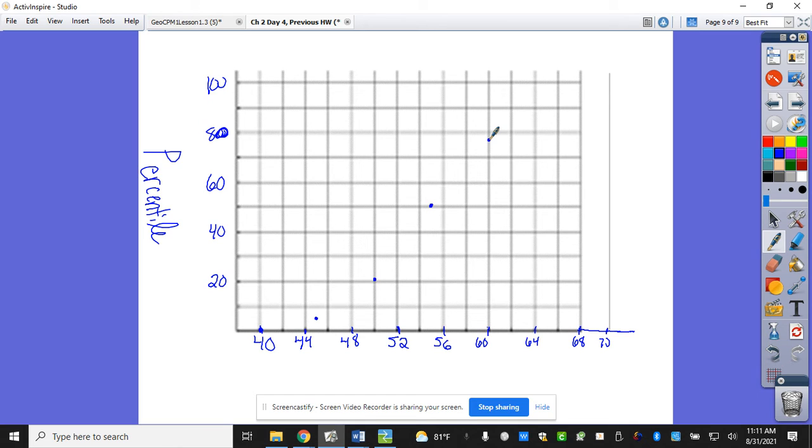And then by the time I get to, so now I'm at what? 65? And what dot goes above 65? And then by the time I get to 70, you're at 100.